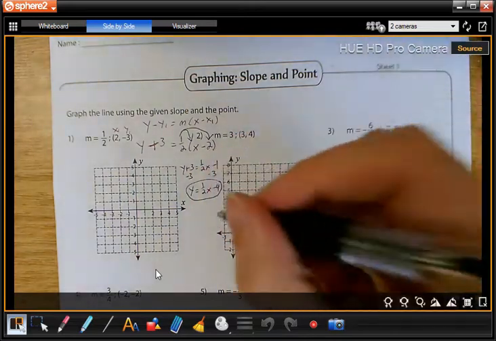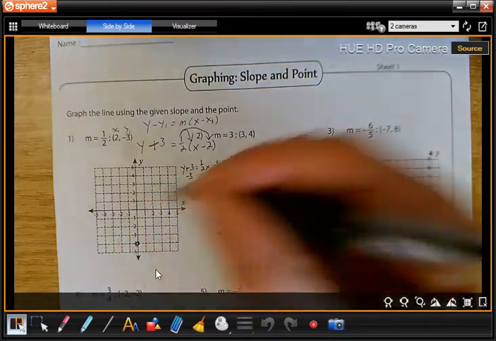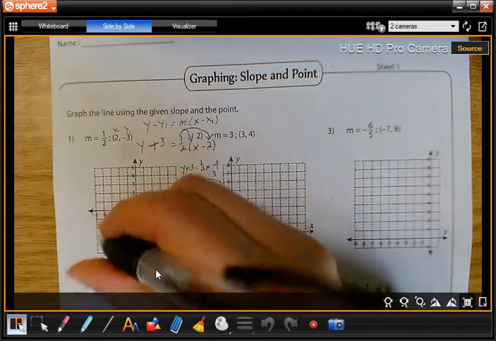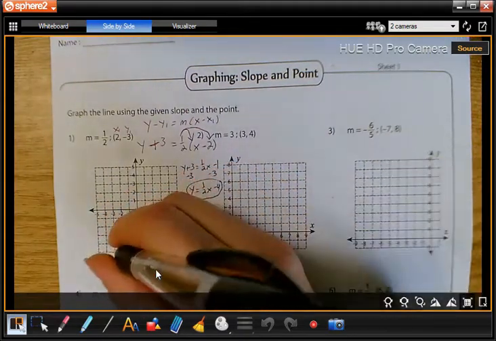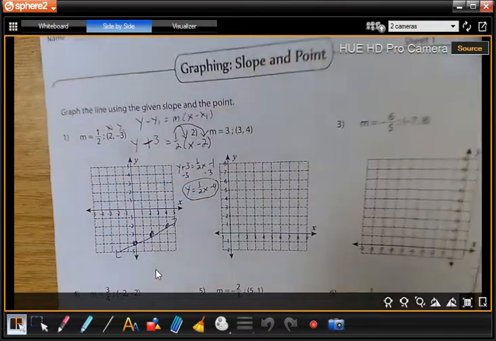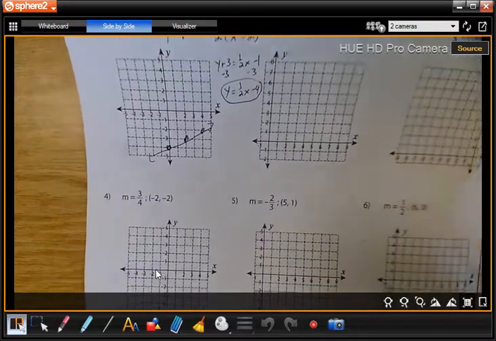Now we can graph this way, where we put a dot at -4 and we go up 1 over 2, up 1 over 2, and we end up with this right here. But there is another way to graph this. Let's look at number 4 to talk about that.